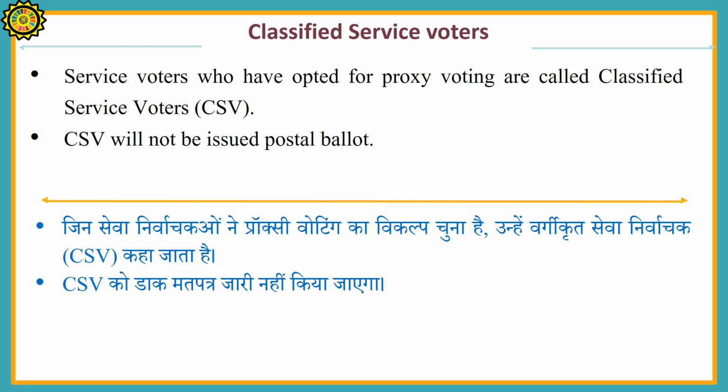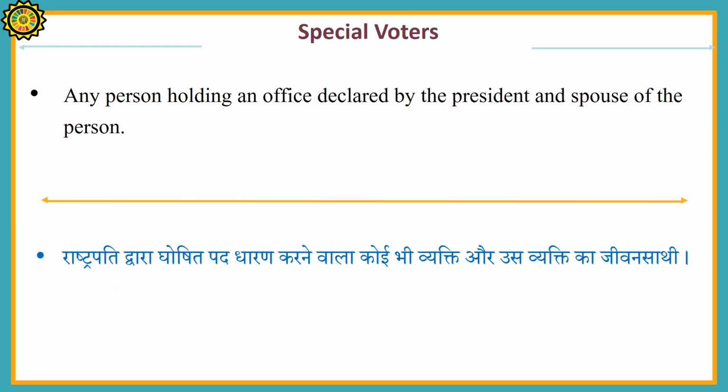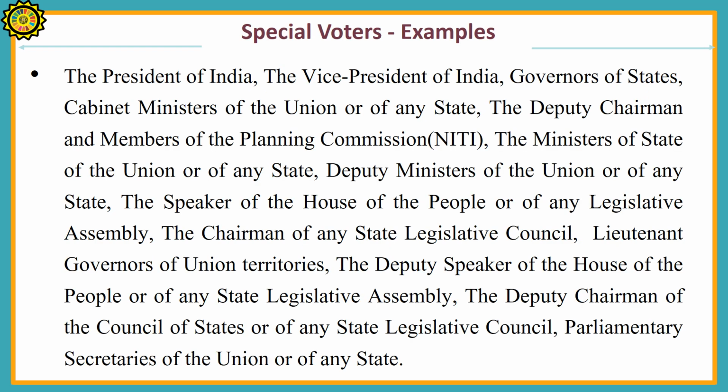Classified service voters. Service voters who have opted for proxy voting are called classified service voters. Classified service voters will not be issued postal ballot. Special voters. Any person holding an office declared by the President, and the spouse of the person. The examples of special voters are shown on the screen.